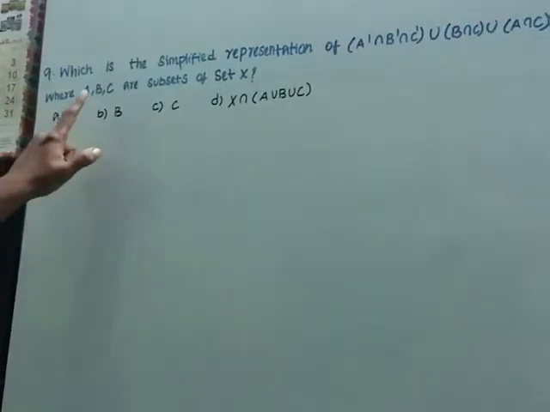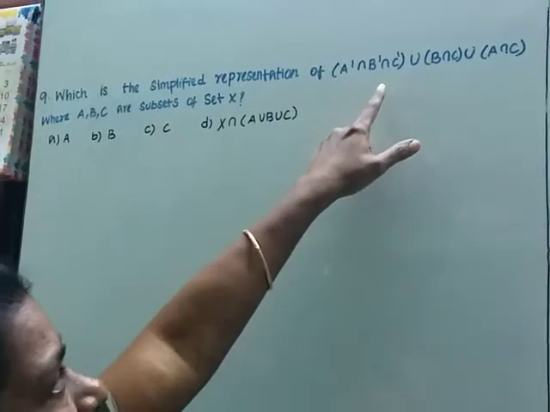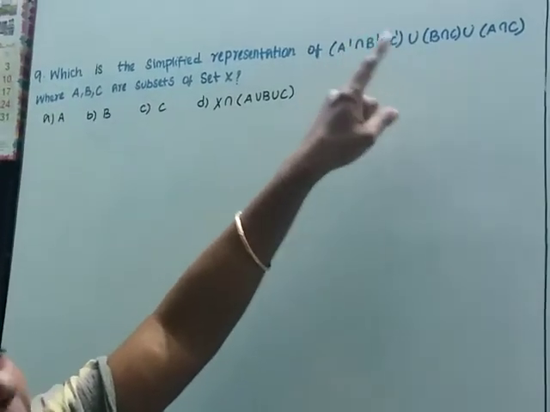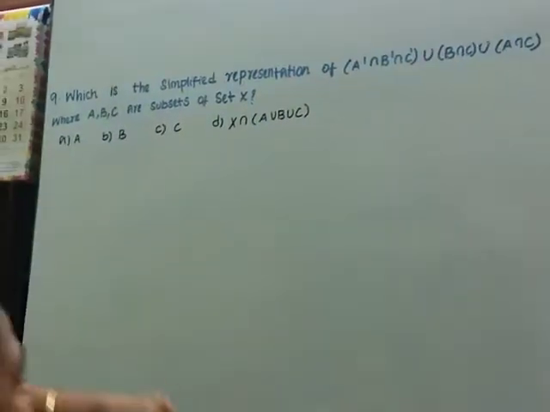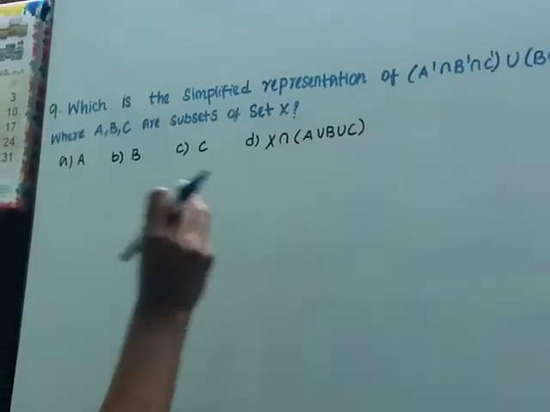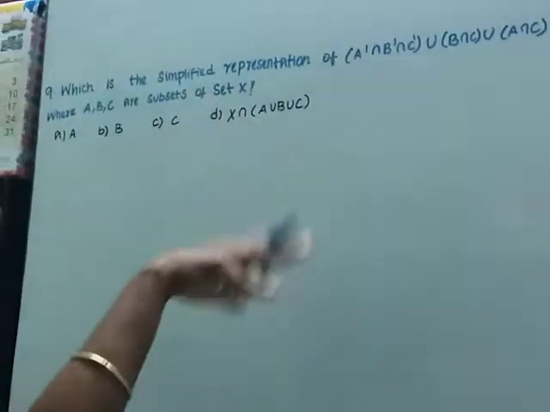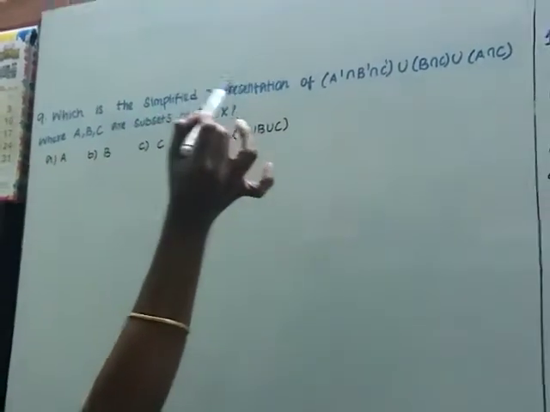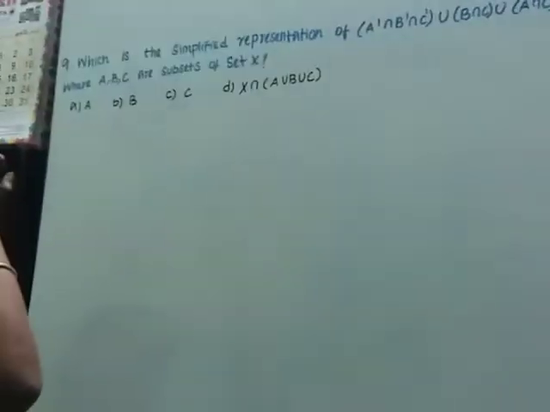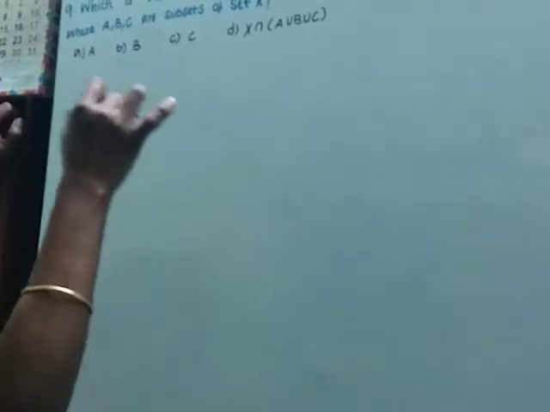Problem number 9: which is the simplified representation of A dash intersection B dash intersection C dash union B intersection C union A intersection C, where A, B, C are subsets of the set X. Here, if you draw the Venn diagram, it will get collapsed with all those sets. When you draw A dash, you have to shade B and C. B dash means you have to shade A and C. So it will get confusing.